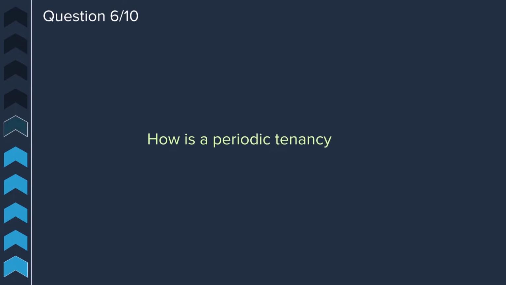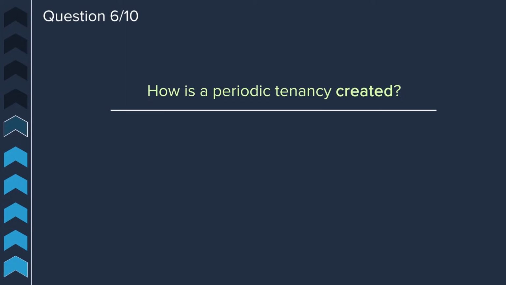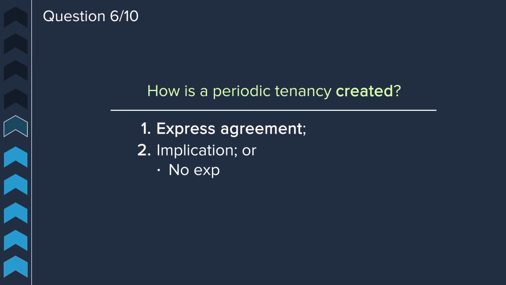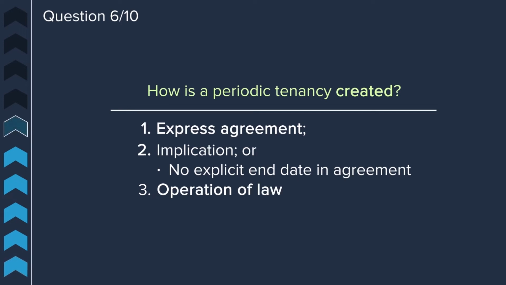Okay, question 6. How is a periodic tenancy created? There are 3 ways to create a periodic tenancy. The first is by express agreement. The second is by implication. So for example, if there's no explicit end date in the agreement, then it's implied that you have a periodic tenancy. And the third is by operation of law. For example, if you have a holdover tenant or if you have an invalid lease, then you will have a periodic tenancy.